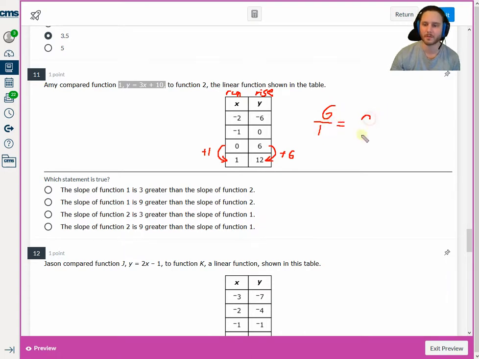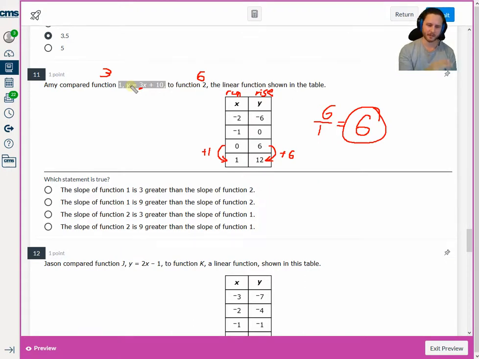6 over 1 is my slope for this equation, but obviously we wouldn't leave it as 6 over 1, we would just say it's 6. So function 2, this table, has a slope of 6. Versus function 1, which we have highlighted here still, that has a slope of 3. All we have to do is look for which of those statements below matches this scenario.